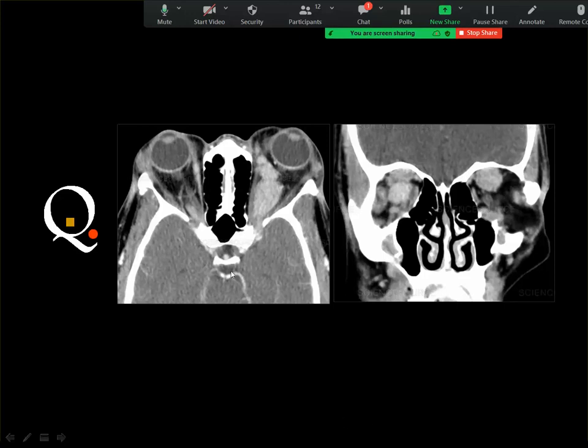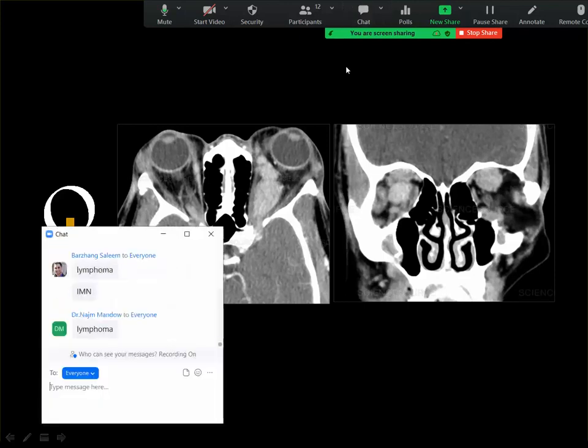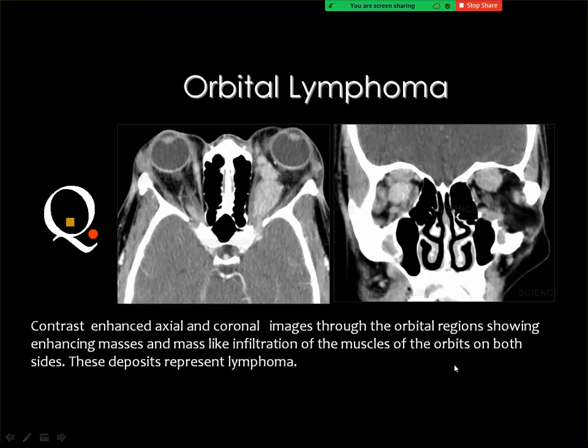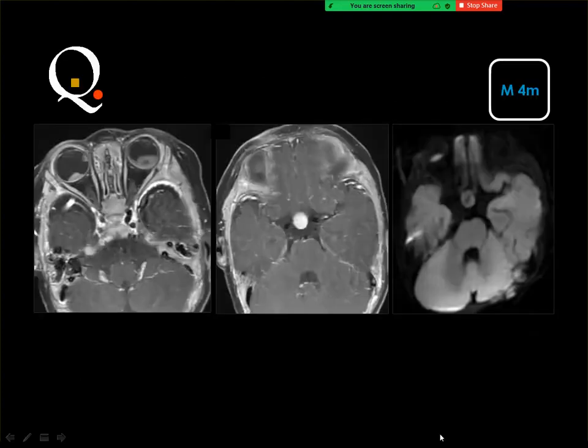In this patient, the CT of the orbit, axial and coronal planes, you can see that there are some masses inside the orbits on both sides. And this is lymphoma. Okay, this is a good possibility because multiple enhancing masses in a single orbit or in both orbits usually point to the diagnosis of lymphoma. But if you see a solitary mass that is homogeneously enhancing in one orbit, then you know that the most common answer is cavernous hemangioma.